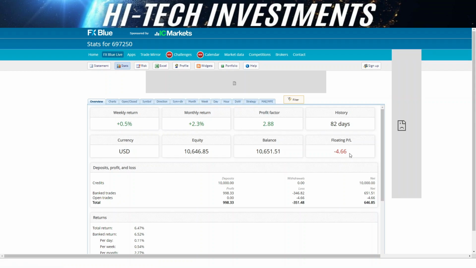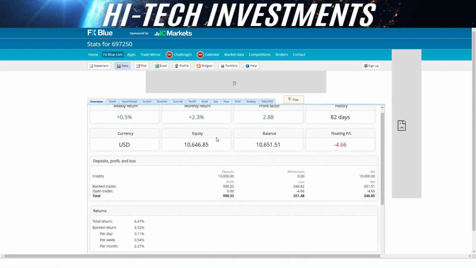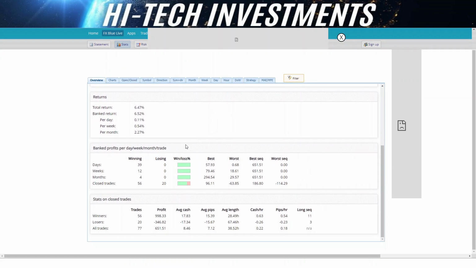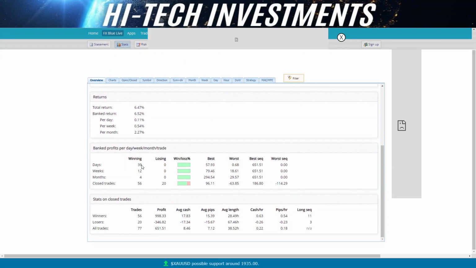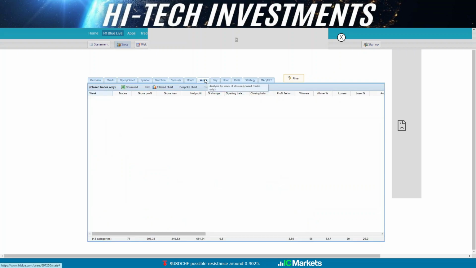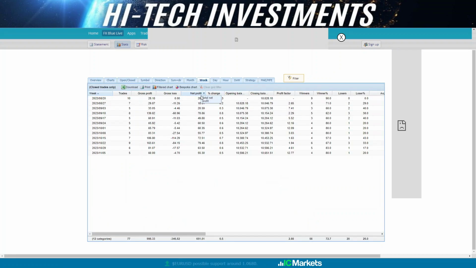Again, weekly returns, you can see all the details in here, floating profits. If we have a quick look at winning days 39, winning weeks is 12, and winning months is 4. Closed trades 56 so far, winning trades 56, losing 20. And again, so it's looking quite well. Best month 294, but we can have a look at the weekly returns. Net profit is in here every week. It's been cashing it quite nicely.